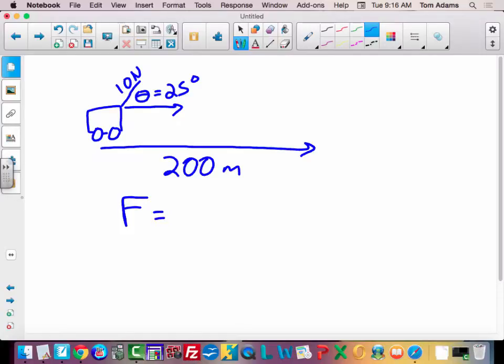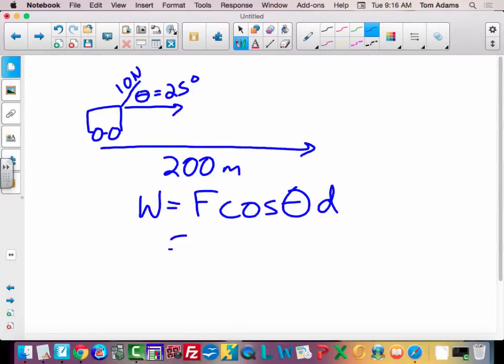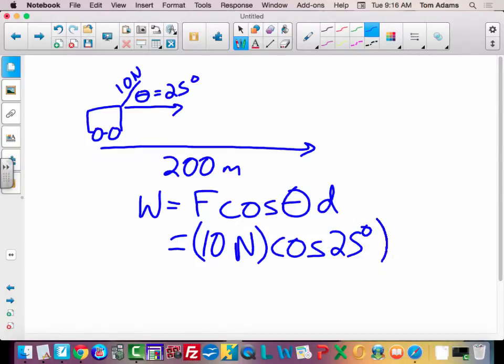It's just work, not force, work is what we're looking for, and that's equal to the magnitude of the force times cosine of the angle theta times the distance. So 10 newtons is the force, cosine of 25, times the displacement, which is 200 meters.